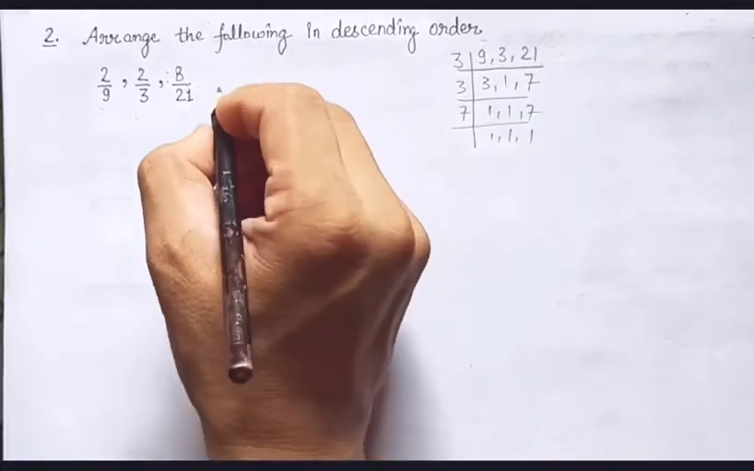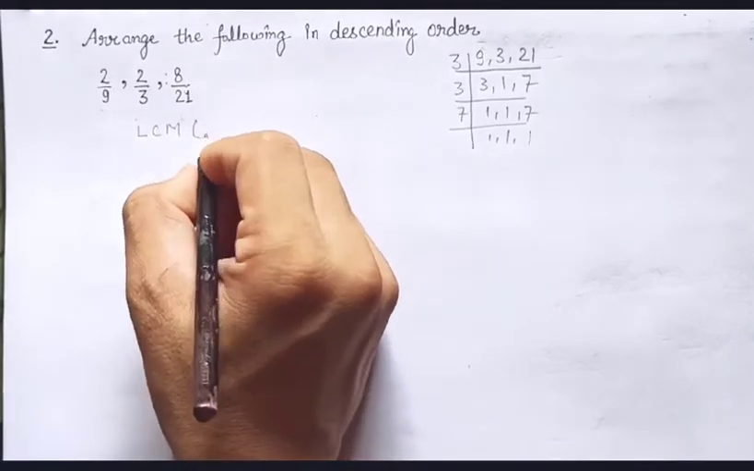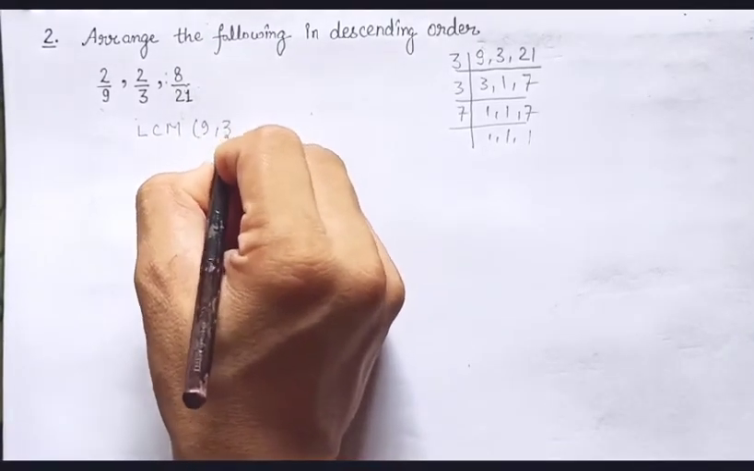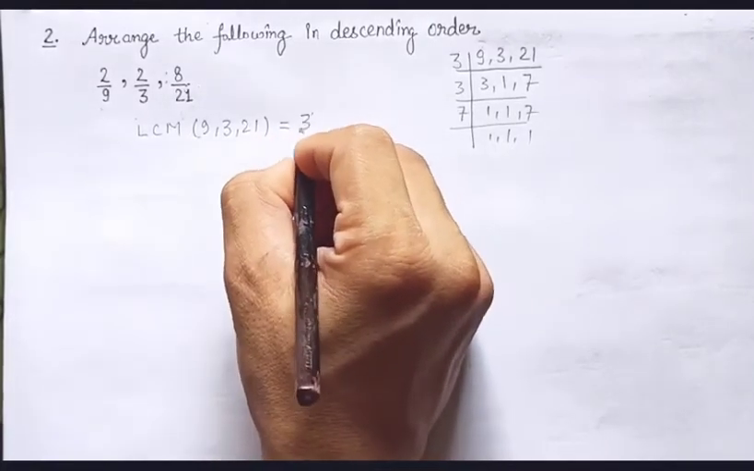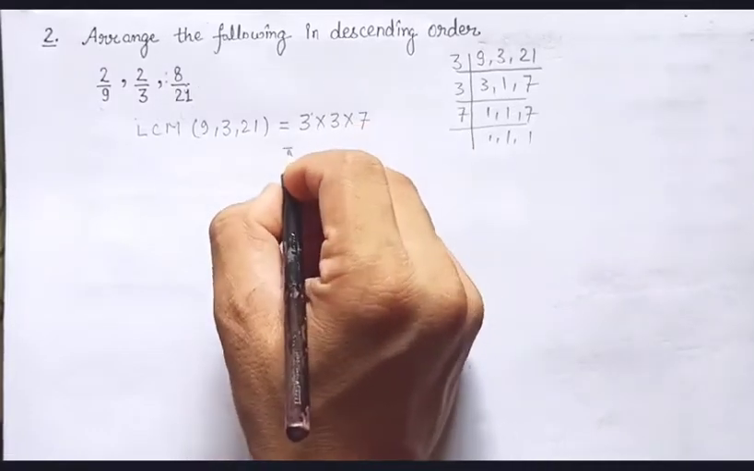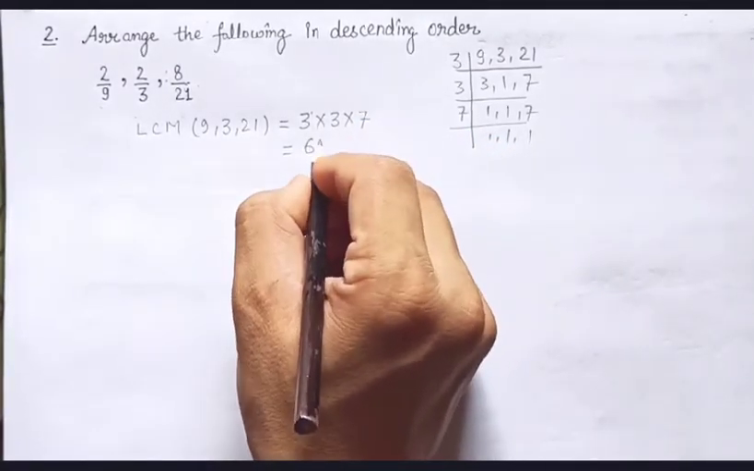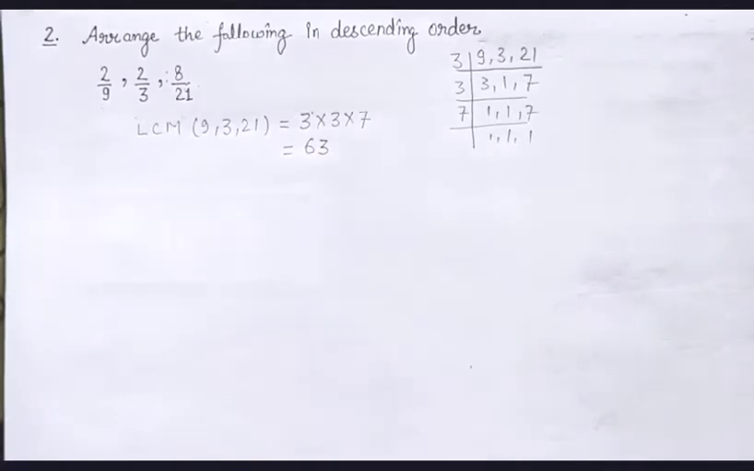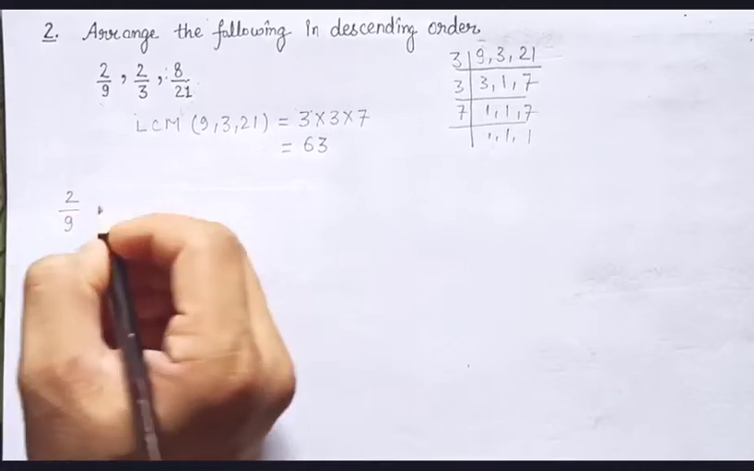So we can say LCM of 9, 3, 21 is equal to 3 into 3 into 7, which comes out to be 3 into 3, 9, and 9 into 7, 63. Now the first fraction is 2 divided by 9.